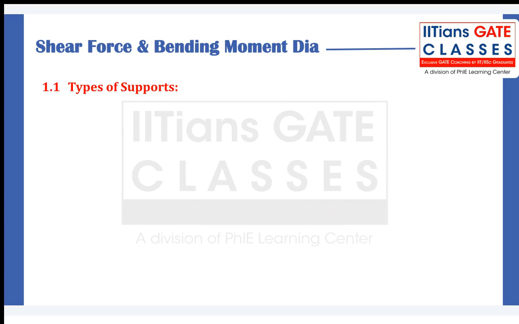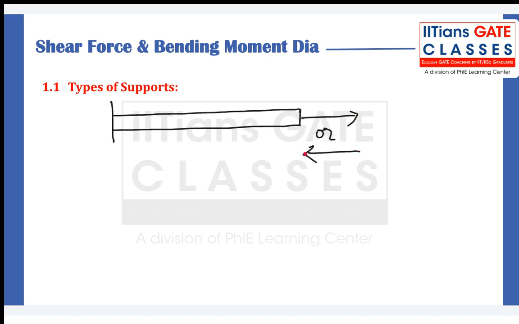If you have this slender structure and the load is axial load. Now axial load can be what? It can be a tensile or it can be a compressive load, right? Then it is known as bar or rod.